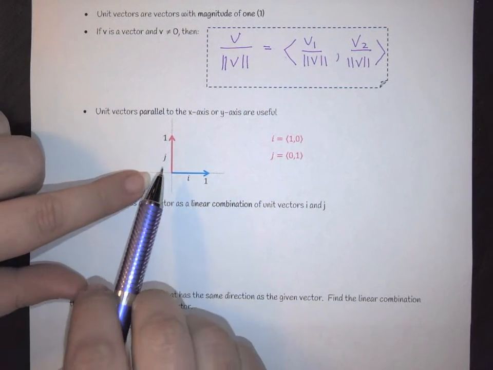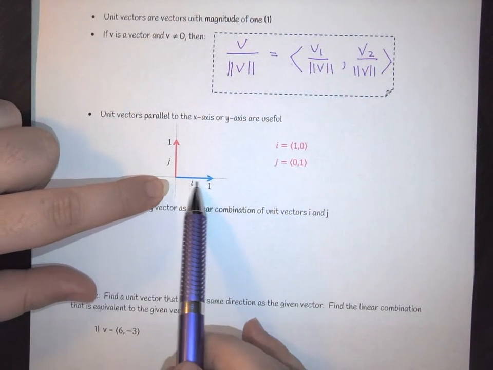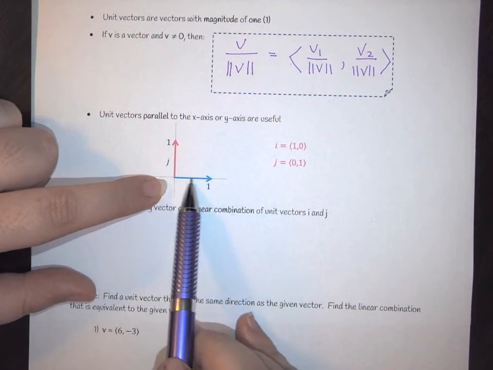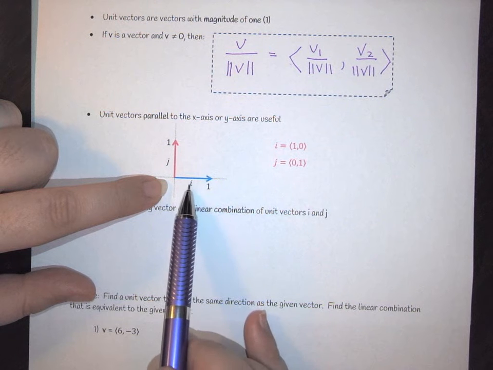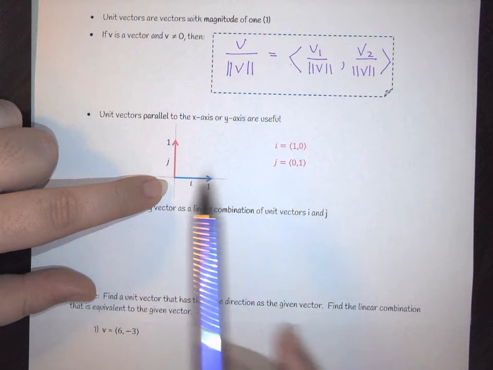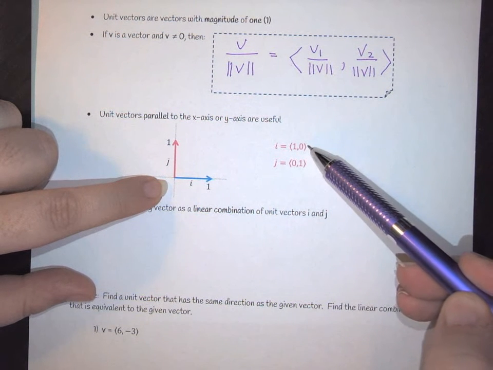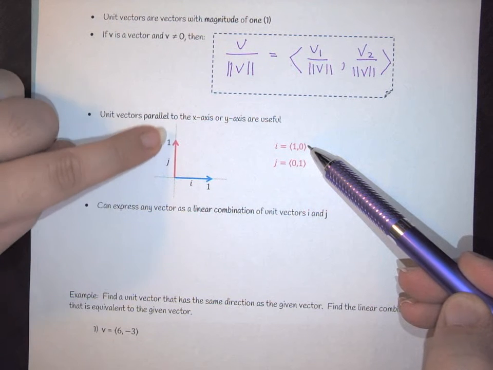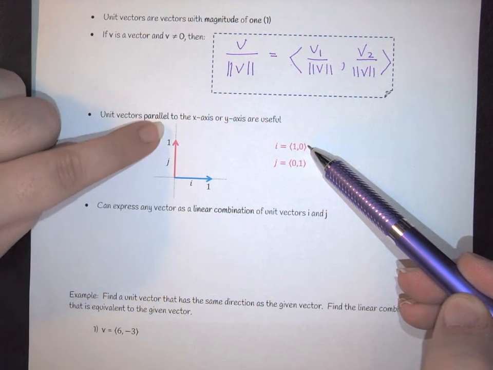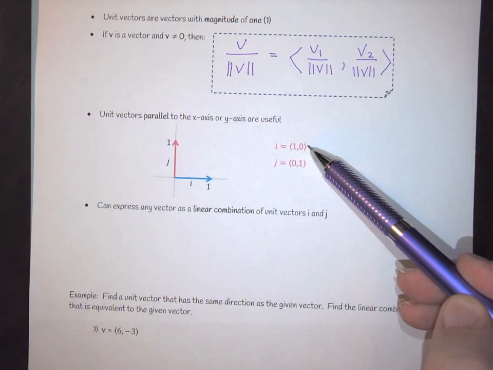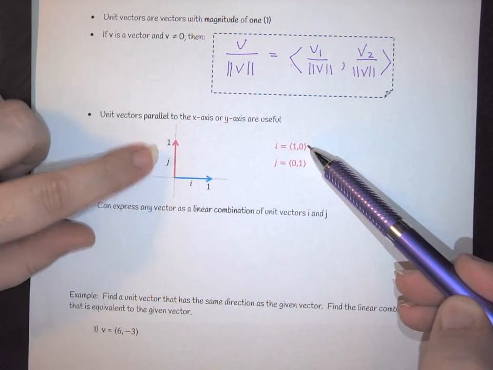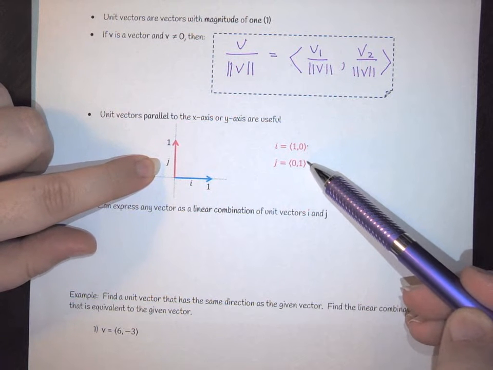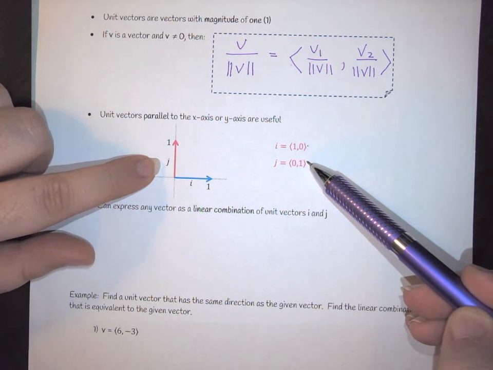So the first one, you can see we have this horizontal vector. It's a line on the x-axis. It goes a distance of 1, and we call that i. So it would have the component value of 1 and 0. My vertical vector, or this pink vector here, again has a distance or magnitude of 1, and we call it j. So its component value is 0, 1.